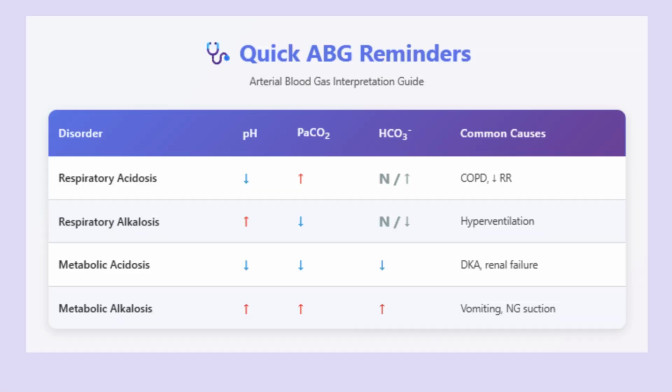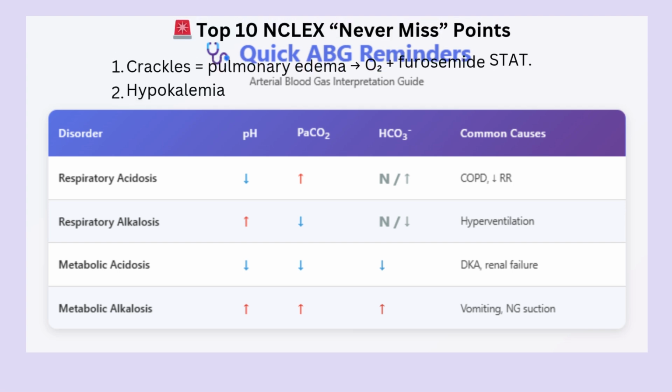Now let's quickly review arterial blood gas patterns so you can connect lab results to patient care. If pH is low and CO2 is high, that's respiratory acidosis. Think hypoventilation or COPD. If pH is high and CO2 is low, that's respiratory alkalosis. Think hyperventilation. If pH is low and bicarbonate is low, that's metabolic acidosis, seen in diabetic ketoacidosis or renal failure. If pH is high and bicarbonate is high, that's metabolic alkalosis, seen in vomiting or suctioning. These relationships help you identify the problem source, whether it's the lungs or the kidneys, and guide your next action.